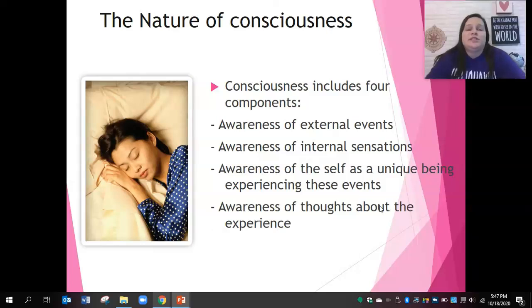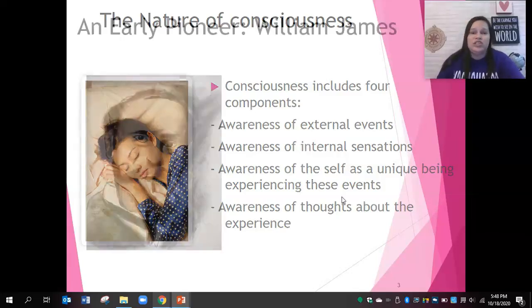All right, but before we get to sleep, let's talk about consciousness, which sleep is not. The nature of consciousness includes 4 components. When you are conscious, you're aware of external events, but you're also aware of internal sensations going on in your body. You're aware that you are you, that you're a unique being, that you are experiencing these events. And then you're aware of your thoughts about the experience. So sometimes, if any one of those aren't really happening, you may not be totally conscious.